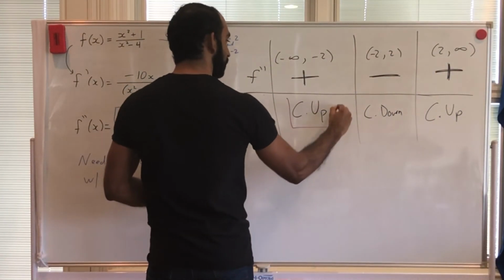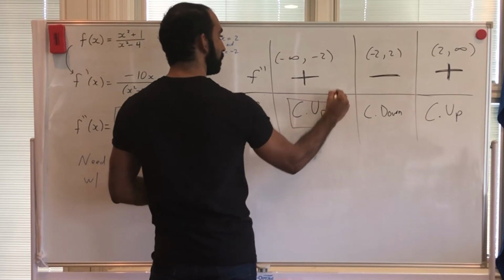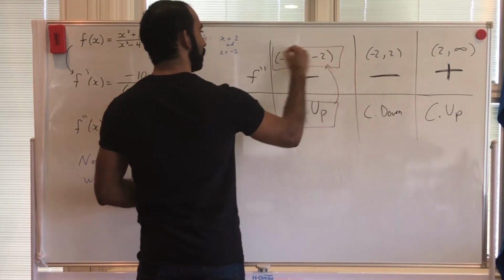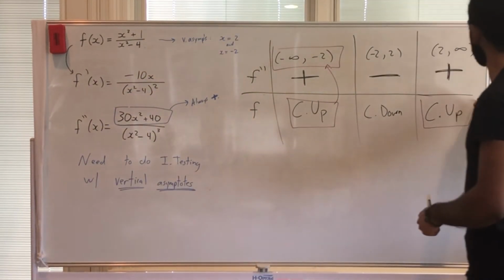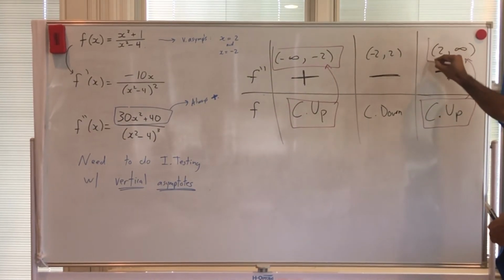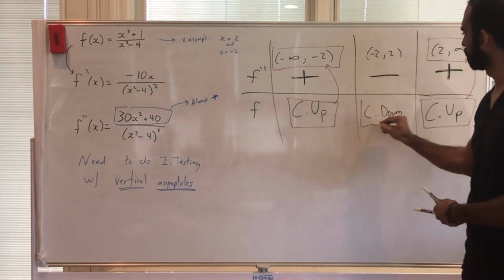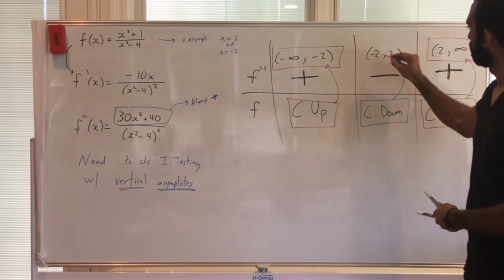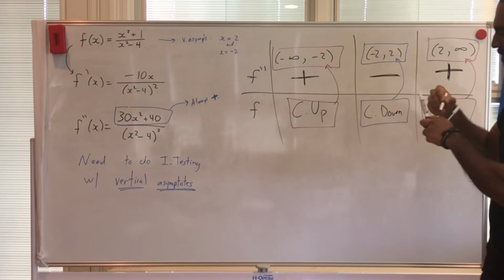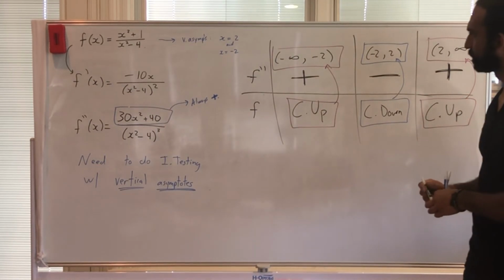So for intervals of concavity, all I want you to do is say it's concave up on this interval, it's also concave up on this interval, and finally it's concave down on this interval here. That's it for intervals of concavity.